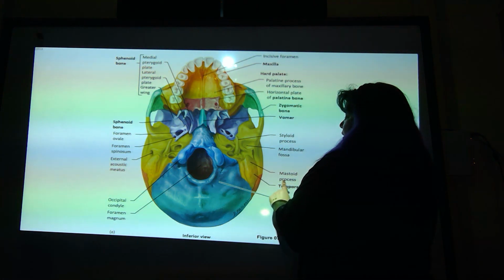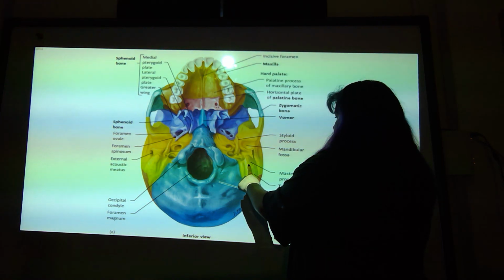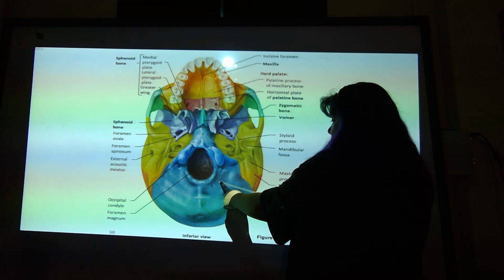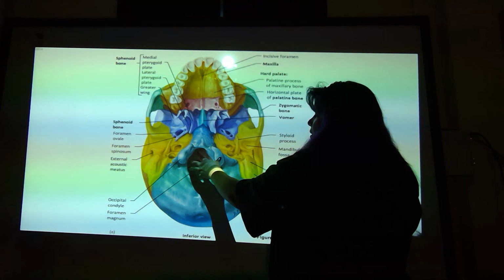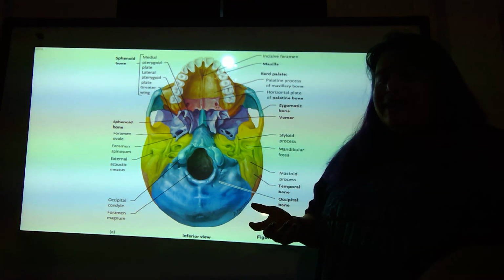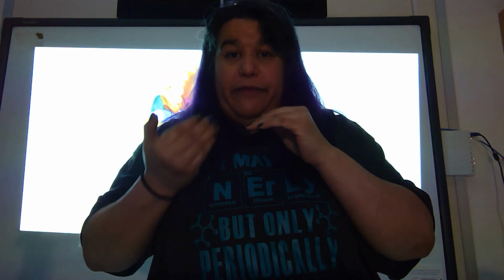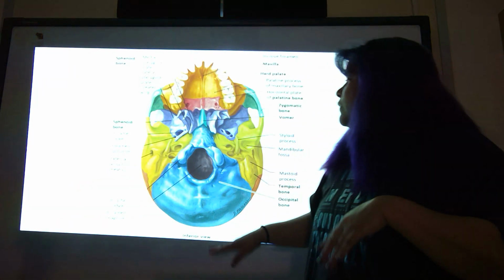So you've got that. Here's the mastoid process. You already know what that is. The temporal bone, you already know what that is. The occipital bone, you know what that is. The foramen magnum. The foramen magnum is actually where your spinal cord gets to your brainstem, or vice versa. Your brainstem gets to your spinal cord. That connecting point goes through that foramen magnum, okay?